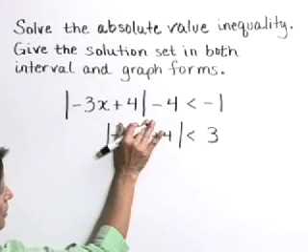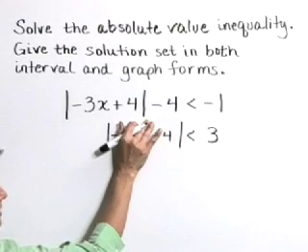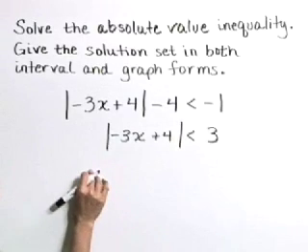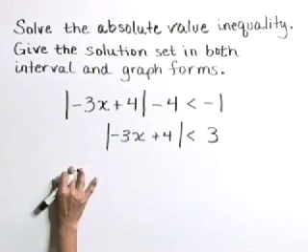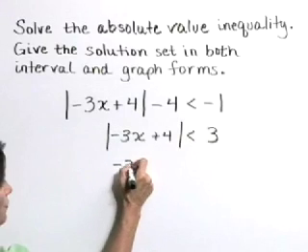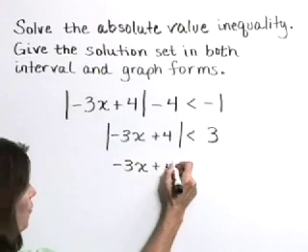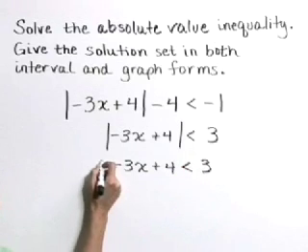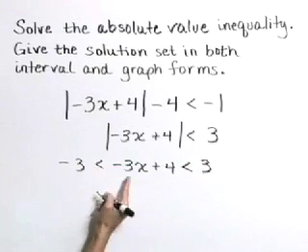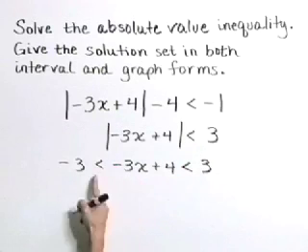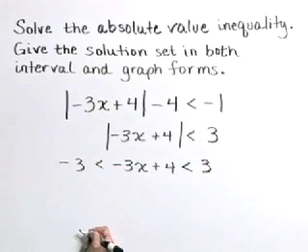That means that this expression must take on a value that is less than 3, while at the same time greater than negative 3, in between negative 3 and 3. So let's write that. Negative 3x plus 4 is less than 3, and also greater than negative 3. It's isolated in between those, wedged between them.